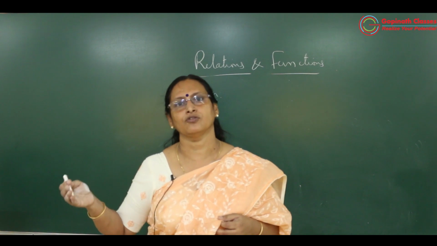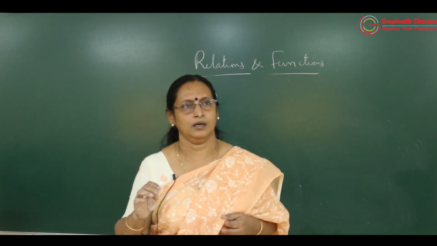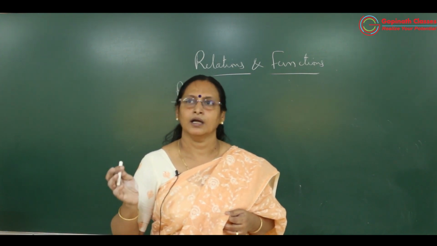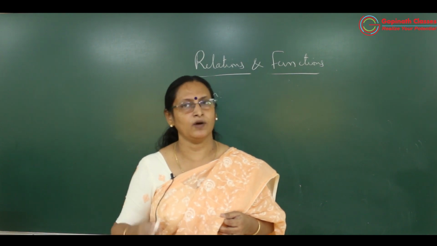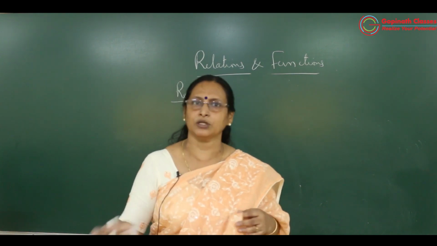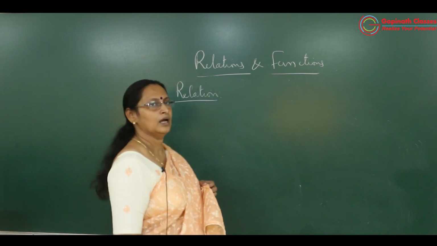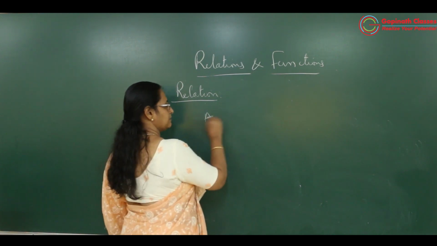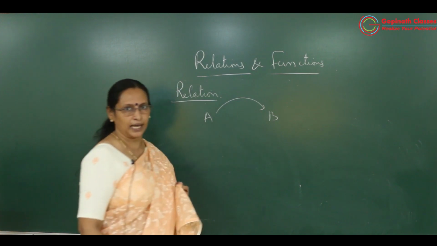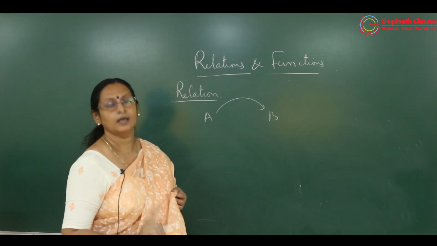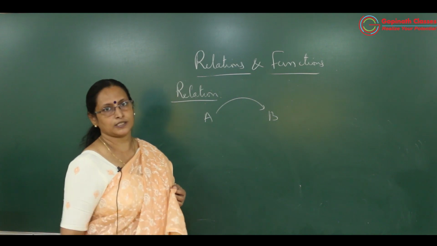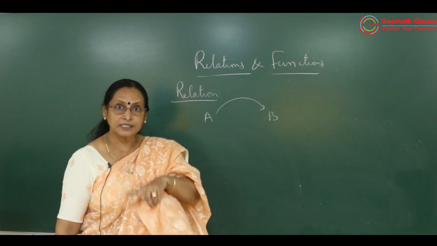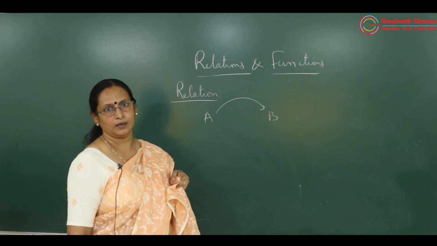Seema is the mother of Riya. X is the father of Y. X is greater than Y. Y is equal to X plus 5. Y square is equal to X square minus 2. So, it's a relation between two things. Any relation is always between two sets. A is a set, B is another set. There is a relation between A and B. This will always be a subset of the cross product, the Cartesian product of the sets. The relation between A and B will be a subset of it.